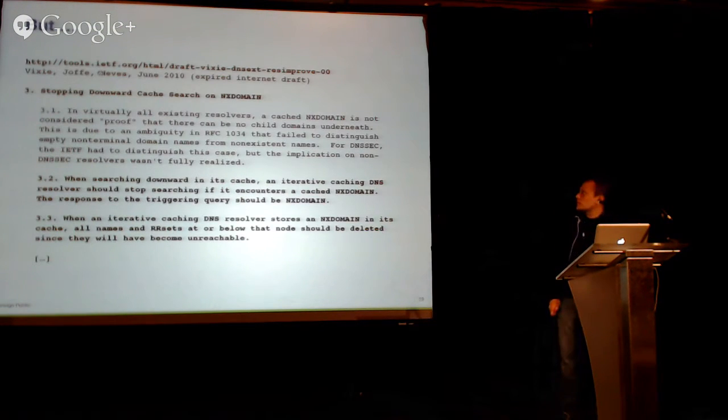In fact, I came across this RFC. I think somebody brought it up in an earlier talk too, maybe Stefan. This draft by Vixie, Joffe, and others tells you to do exactly what I just said. So I'll just read a bit out for you. When searching downward in your cache, an iterative caching DNS resolver should stop searching if it encounters a cached NXDOMAIN. The response to the triggering query should be NXDOMAIN. And when an iterative caching resolver stores an NXDOMAIN in its cache, all names in RR sets at or below that node should be deleted since they will have become unreachable. So I agree that this is the right thing to do. This is not in practice what current resolvers do.